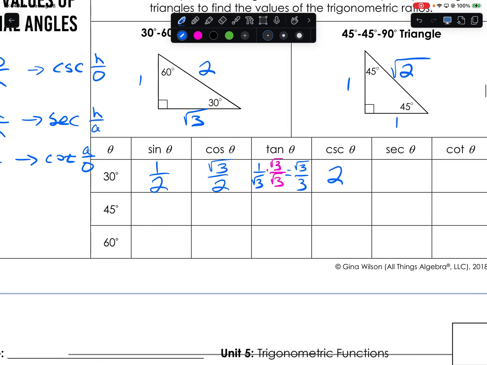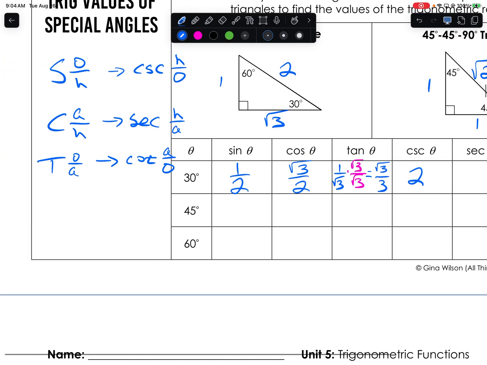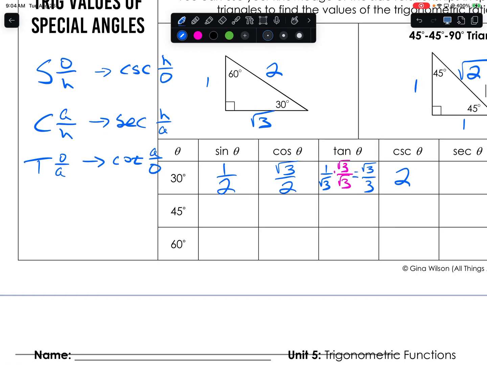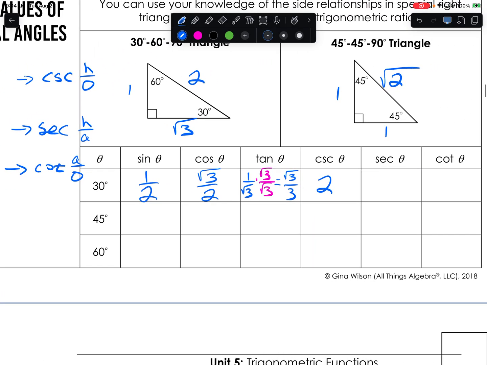So secant, I've got to flip what? Secant goes with what? Cosine. Secant goes with cosine. So I've got to flip 2 over root 3. Then you rationalize, multiply by root 3 over root 3. So you get 2 root 3 over 3. It's annoying, yeah.